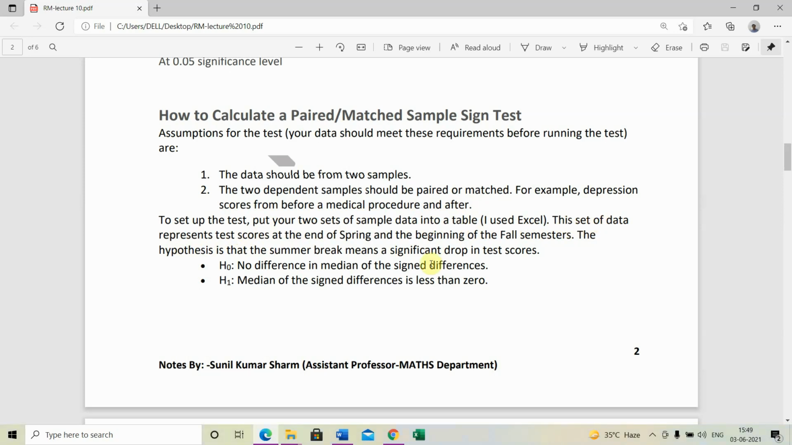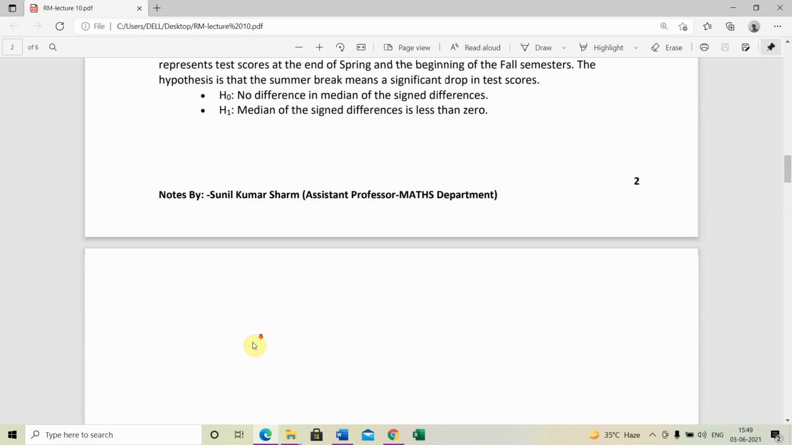This set of data represents test scores at the end of spring and the beginning of the fall semesters. The hypothesis is that the summer break means a significant drop in test scores. H naught: no difference in the median of the sign differences. H1: median of sign difference is less than 0.